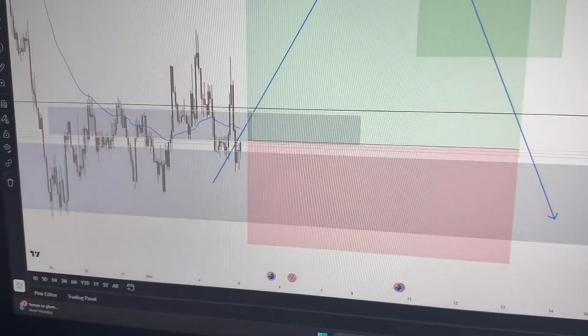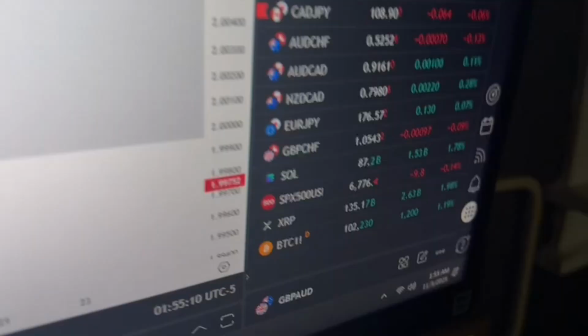I'm going to be patient about this because this is a very risky trade to take too. It's a counter trend trade. So I'm going to wait, see what it can give me. All right. See you guys in a couple minutes, or if I don't take it, then I don't take it.